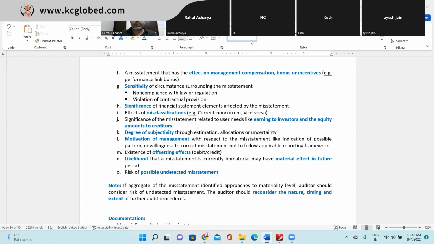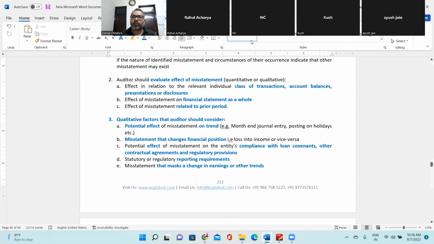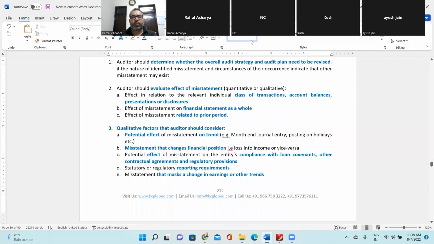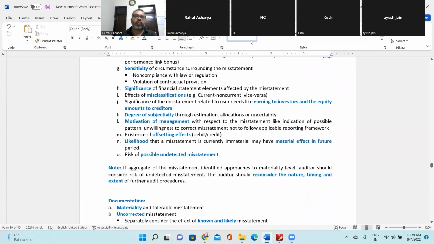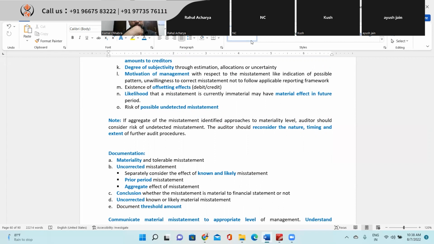Then the next point is the significance of the misstatement related to the user needs, like earnings to the investor, equity amount to the creditor, and so on and so forth. Right? Degree of subjectivity through estimation, allocation, or uncertainty. So here, when you have the third category of misstatement, what was that? Likely misstatement or projected misstatement. In that scenario, you need to evaluate the degree of subjectivity involved through the estimation and how you have allocated that amount. That also requires an estimation or the uncertainty of the respective event to happen or not to happen in future.